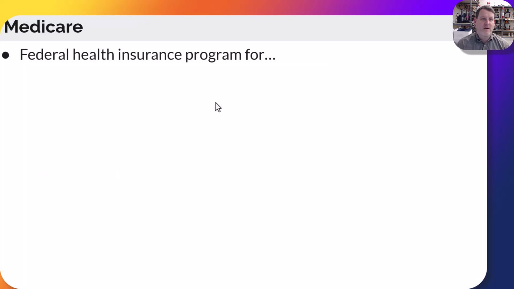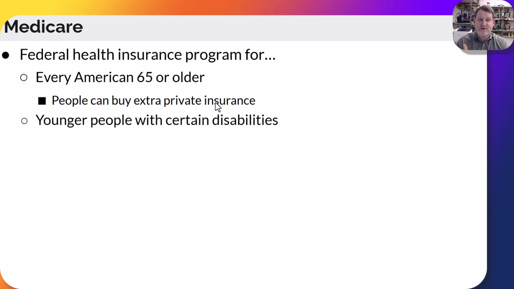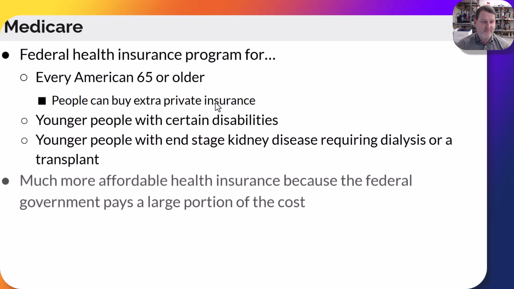Medicare. So Medicare is a federal health insurance program for people that are 65 years or older. You can buy extra private insurance to be better or cover more stuff than what Medicare covers. And younger people with certain disabilities can also be involved in Medicare. And young people with end-stage kidney disease requiring dialysis or a transplant can also be covered by Medicare. There's all these little carve-outs that Congress has created over time.